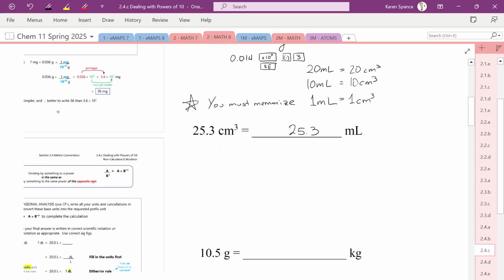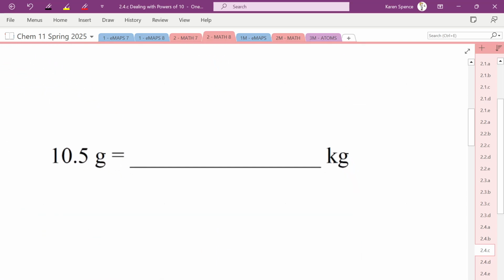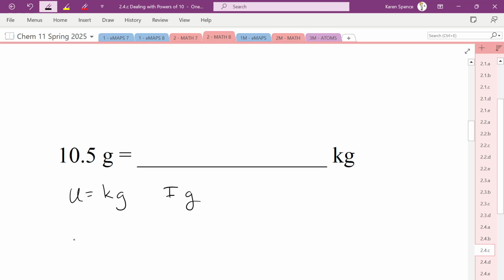Okay, so let's do one more here. 10.5 grams equals how many kilograms? So we have our unknown is kilograms. Our initial is grams. So how many kilograms is equal to 10.5 grams? What do we need to cancel? Grams. What do we need to find? Kilograms. Where does the 1 go? It goes with the prefix. It goes on the top. And kilo stands for 10 to the 3.